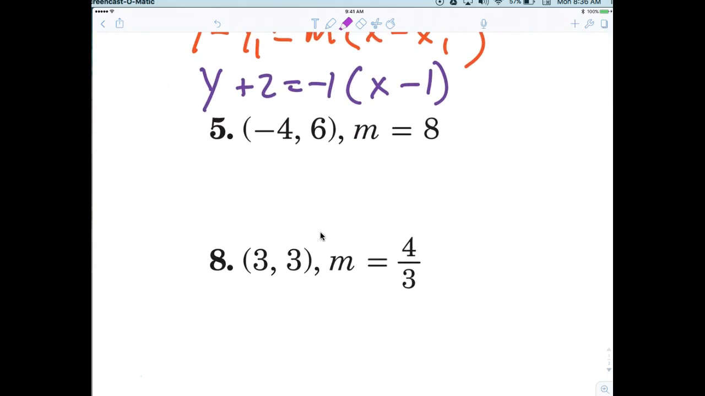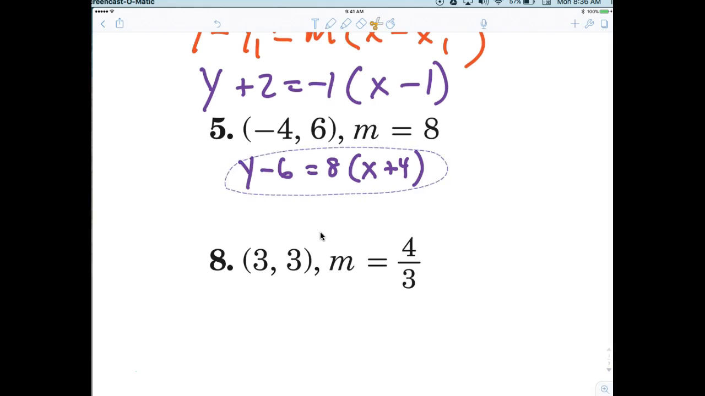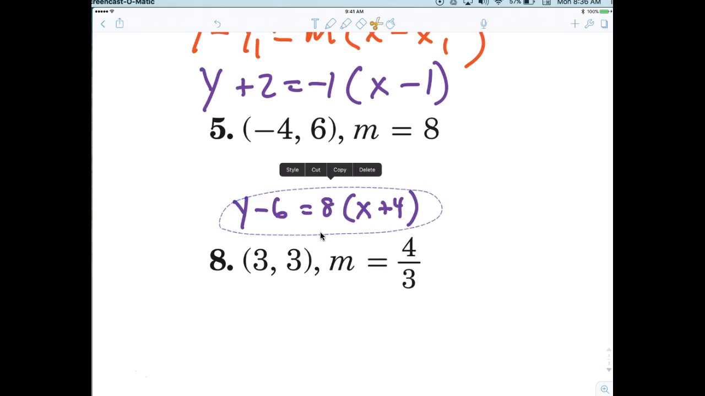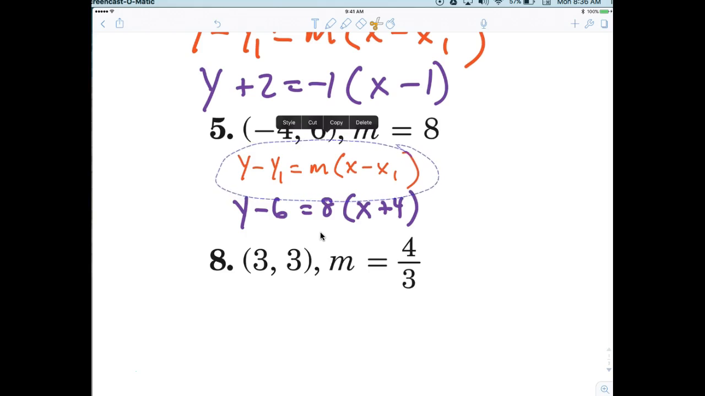Number 5. Freddie, tell me. So it would be x, y, so y minus 6 equals 8, and then x plus 4. Look, guys, don't be mad at me, but I just don't understand. I skipped a step, but I really just think it would be a good idea to write the equation. All I'm doing is plugging numbers into an equation. Does everybody understand that?